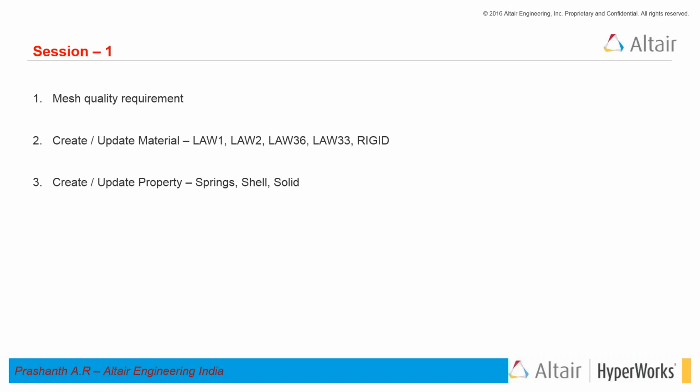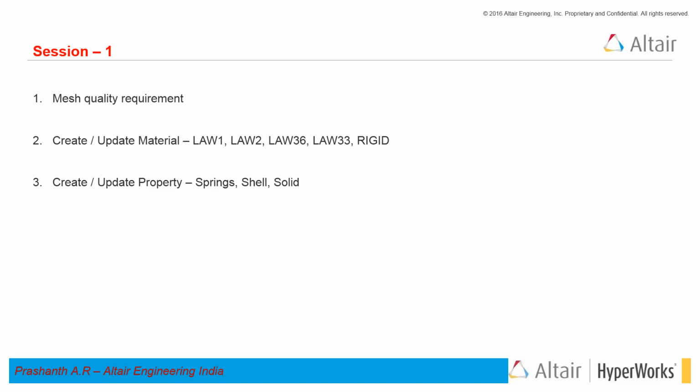So in session 1, the topics which will be covered are the mesh quality requirement for the explicit analysis using Radioss, and I'll be showcasing how to create and update the different kinds of materials and how to create and update the properties. So this will be the agenda for session 1. This demo will be on the regular models. I'll be moving to the tools in quite a while.